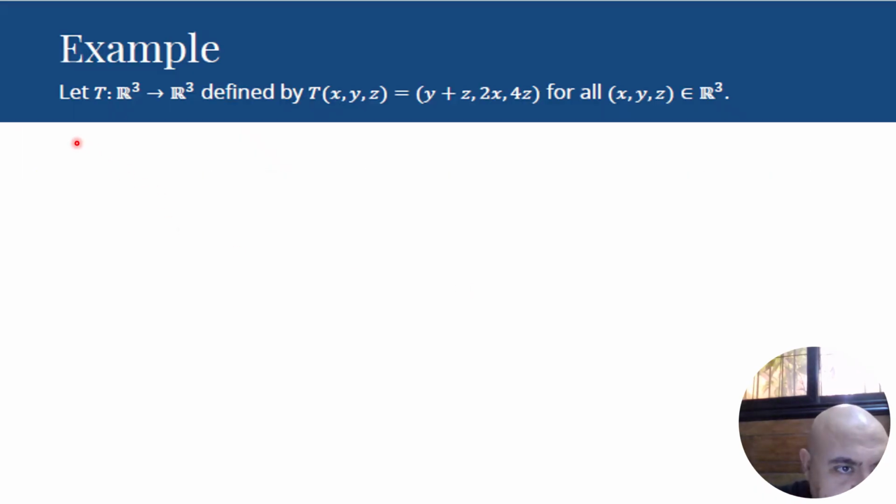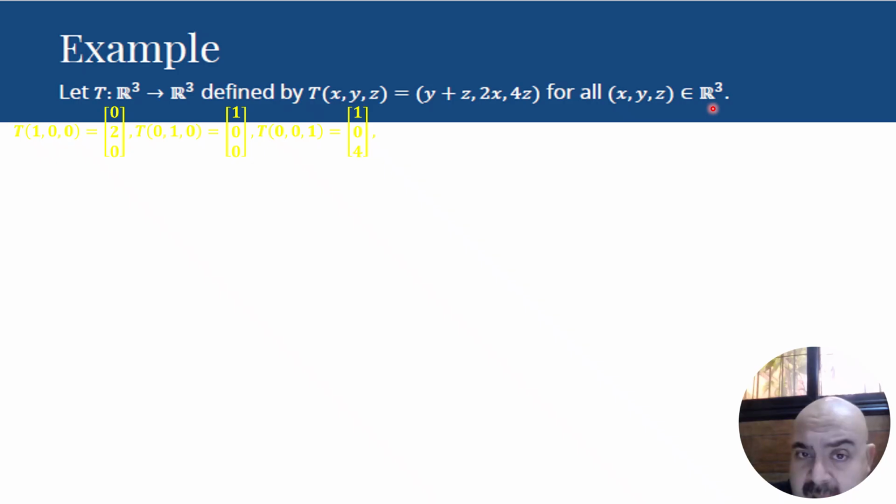Let's see. Here, let this transform move vectors from R3 into R3. How is it going to move them? If you have T of (x, y, z), it will be mapped into three components also. But the new three components are going to be y plus z, then 2x, and 4z. And that's for all x, y, z belonging to R cubed.